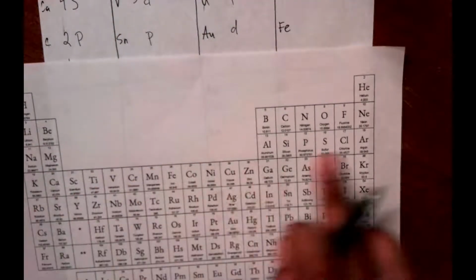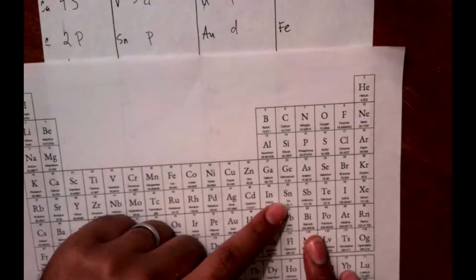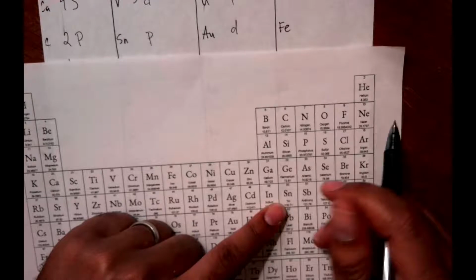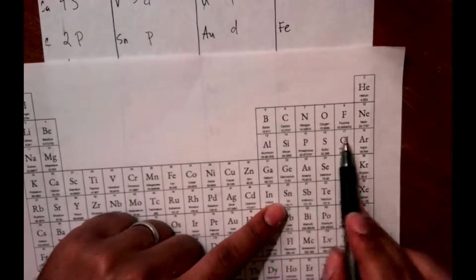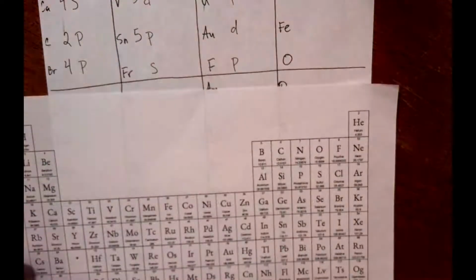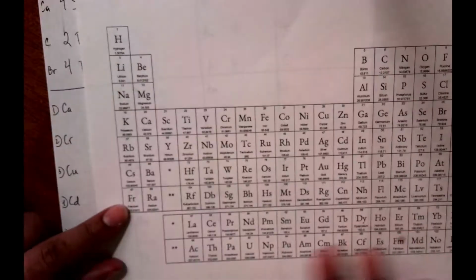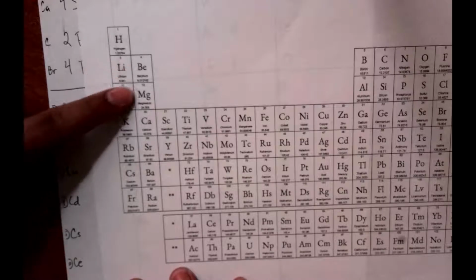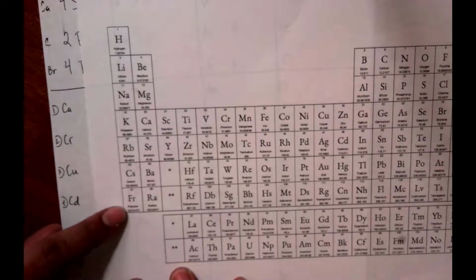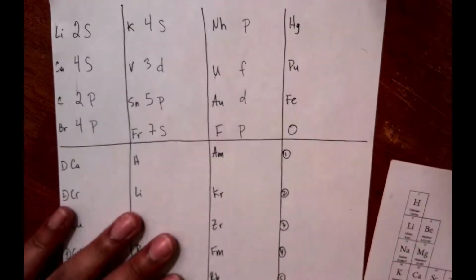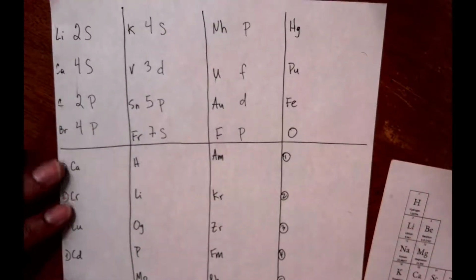Sn is over here in the P block. It's found here. You just have to remember what floor does the P block start at. It starts on the second floor. So this is 2, 3, 4, 5. So Sn is 5P. And then Fr, francium, is down here, and francium starts on the first floor. 1, 2, 3, 4, 5, 6, 7. So 7S.